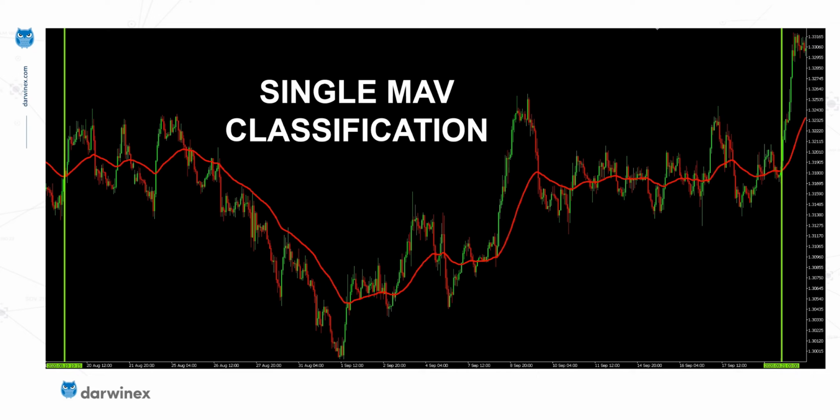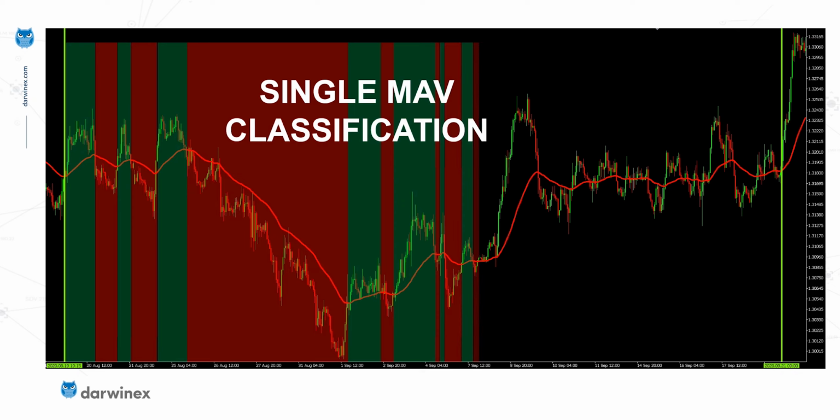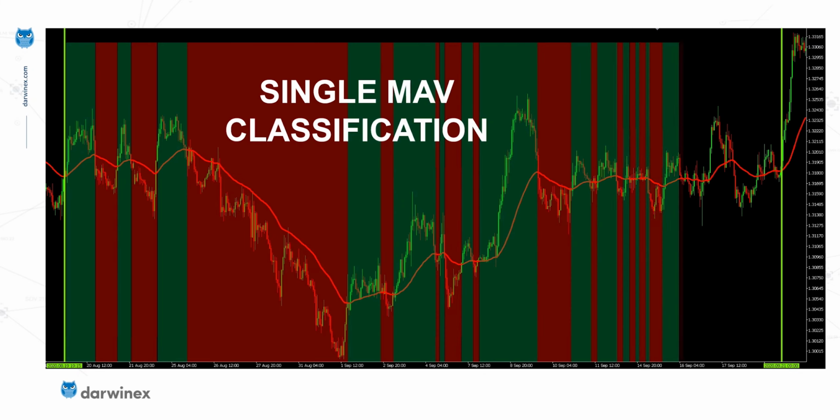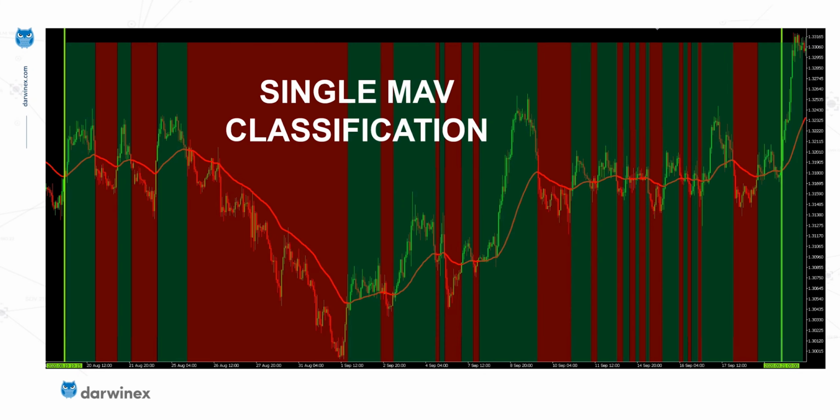So let's take a look at what happens when we do perform that quantifiable research. These are the categories that get determined by using that simplistic approach. The areas in green are where the moving average is moving up, and the areas in red are where it's moving down.